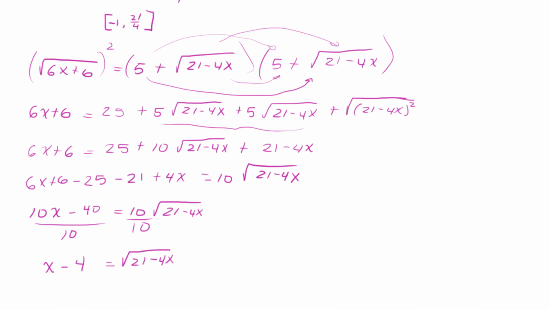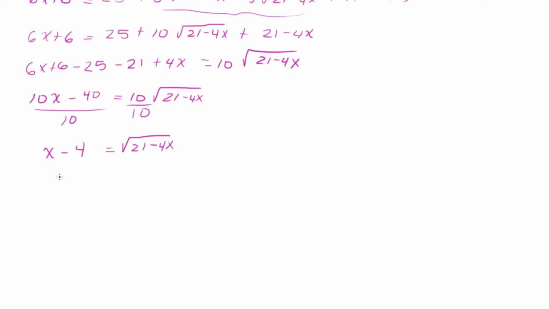Now from here, you will do exactly the same thing you've been doing before. We square. Now x minus 4 times x minus 4. We FOIL that. And then on the right side, you're left with 21 minus 4x. Here we FOIL, so x times x is x squared. X times negative 4 is negative 4x. Negative 4 times x is negative 4x. Negative 4 times negative 4 is positive 16.